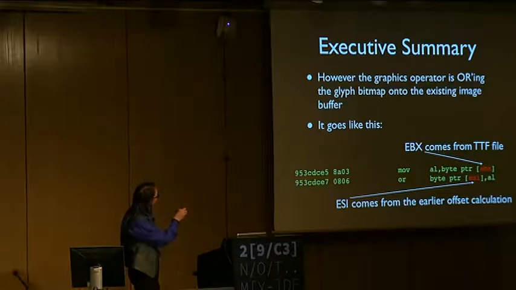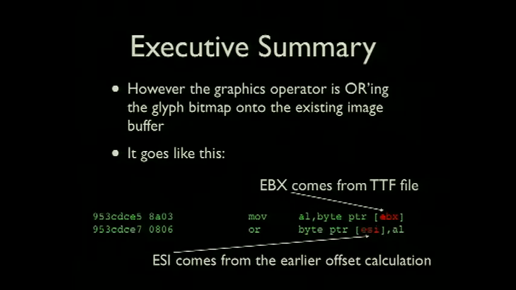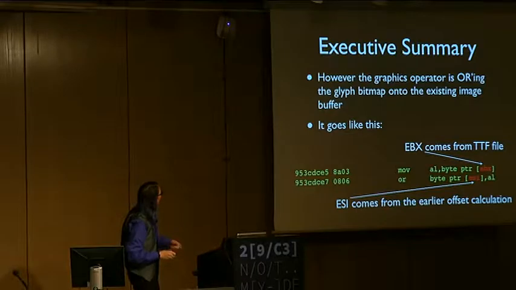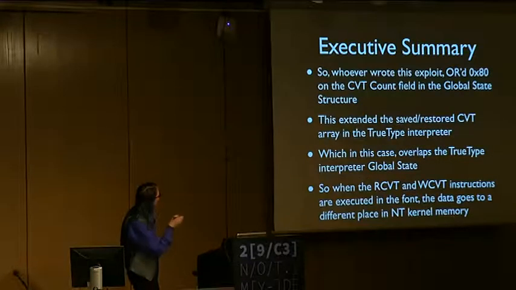This is the actual vulnerable code right here. This value comes from the TrueType font, and then this value, which is where you're writing this value to, also comes from the font. And so you can essentially control a memory write to an arbitrary location. So, like I said, whoever did this decided to add 128 to the CVT.